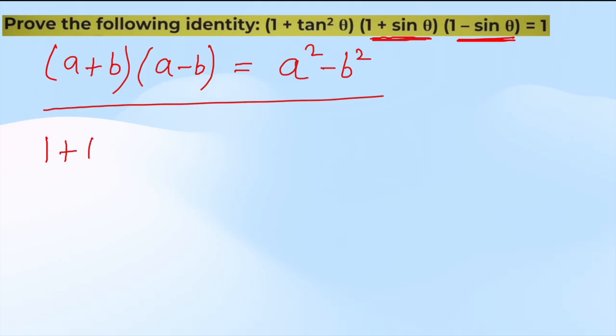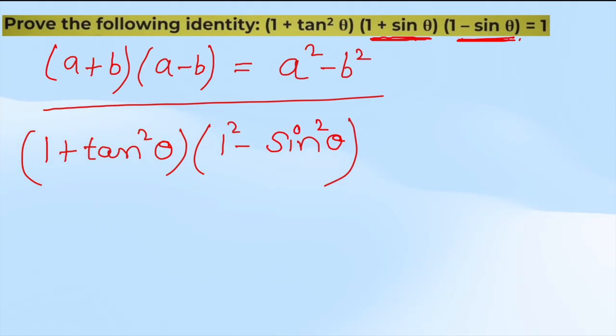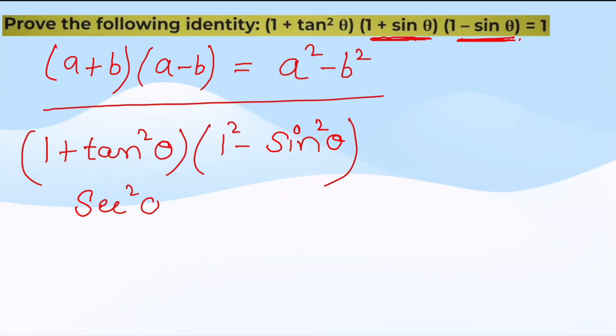So 1 plus tan square theta. Here we will have 1, because a is 1 here and b is sine theta, right? a plus b, a minus b, so a square minus b square. A square is 1 square minus sine square theta. Any doubt in this? Okay. So this will be 1 plus tan square theta, this is an identity, good, that is secant square theta.